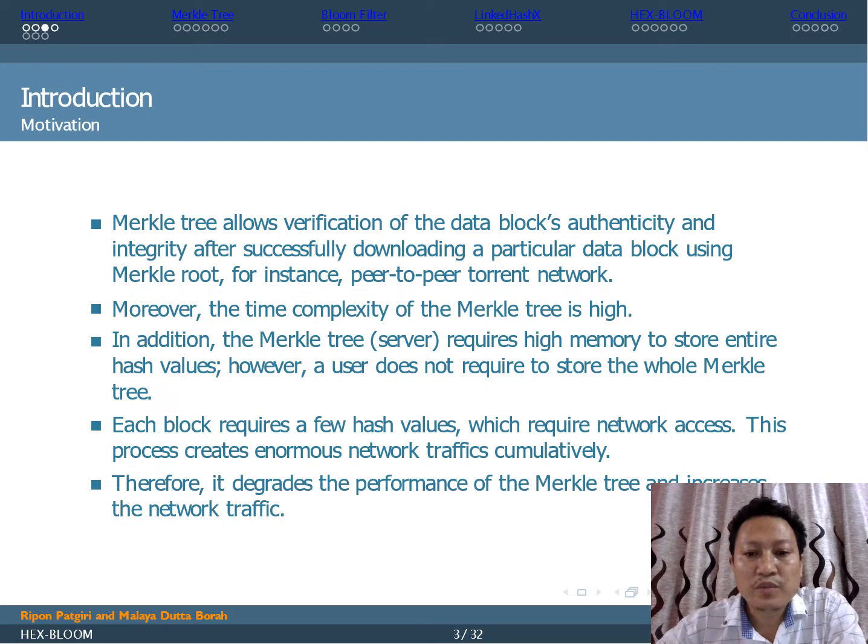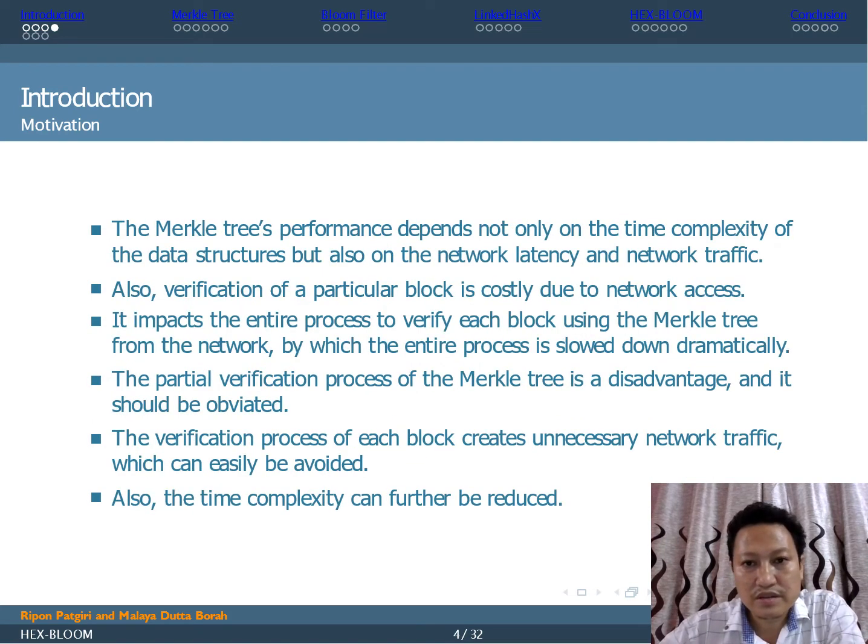Moreover, the time complexity of Merkle tree is high. In addition, Merkle tree requires high memory to store hash values. Each block requires a few hash values which require network access. This process creates enormous network traffic. Therefore, it degrades the performance of the Merkle tree and increases the network traffic.